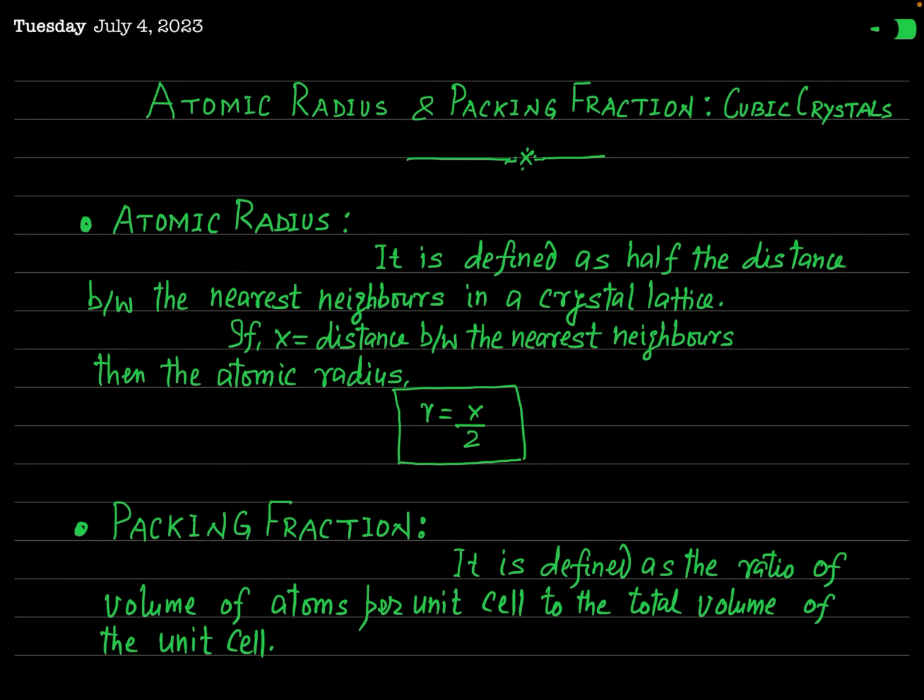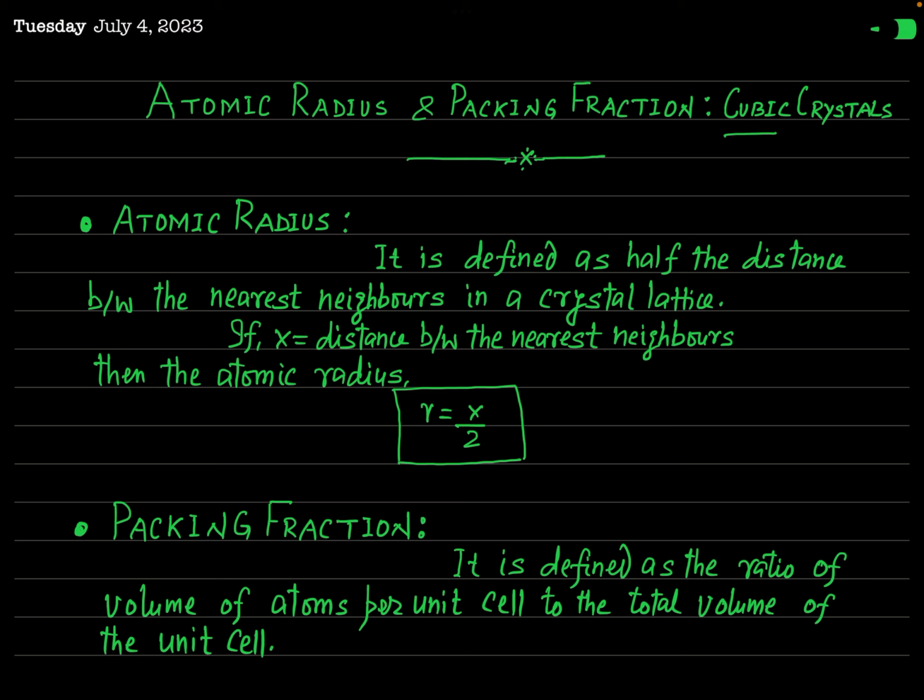In today's lecture, we are going to see the calculation of two very important parameters which are used in the discussion of crystal structure. These two parameters are atomic radius and packing fraction. But our discussion will be limited, because in this lecture you will find how we can calculate the atomic radius and packing fraction only of cubic crystal. So our discussion is limited only to cubic crystals.